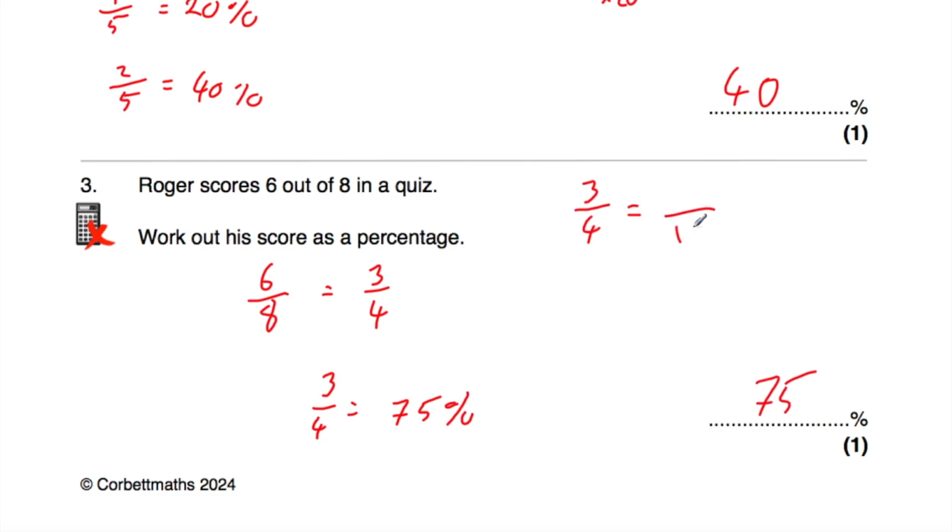Alternatively, you could consider equivalent fractions. To get from 4 to 100, you times by 25. So you times the numerator by 25 as well, and that would give you 75 out of 100, which is 75%. Or you could do the numerator divided by the denominator, which is 0.75, and then times by 100 to get 75, so it'd be 75%. But again, something like 3/4, you should know that one off by heart. Okay, let's look at our next question, question number 4.